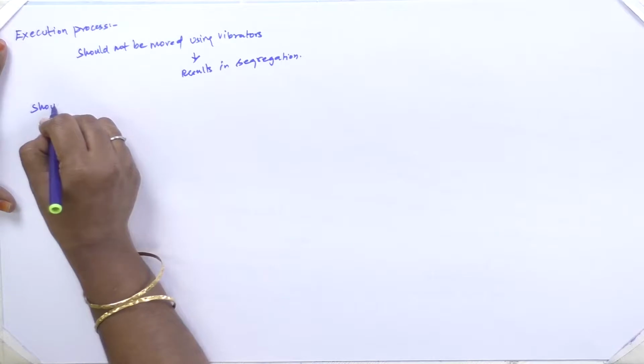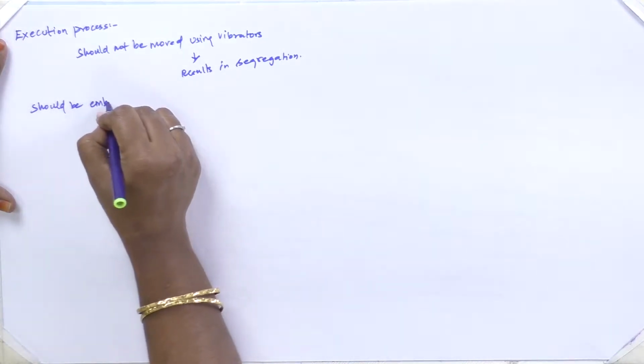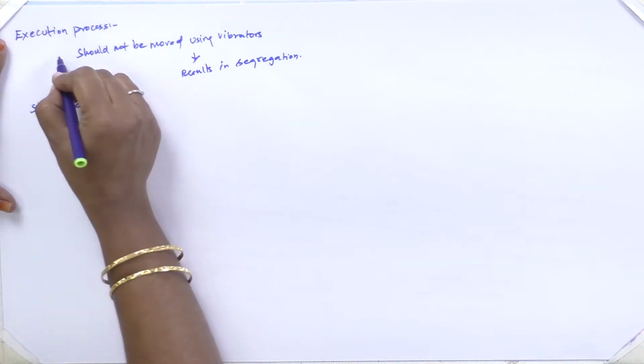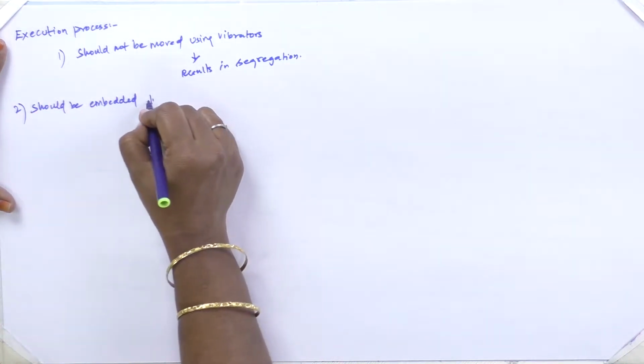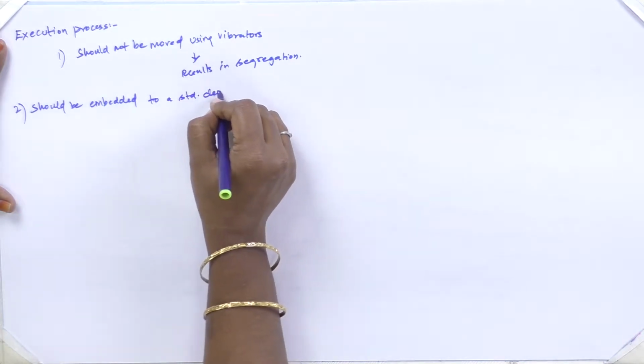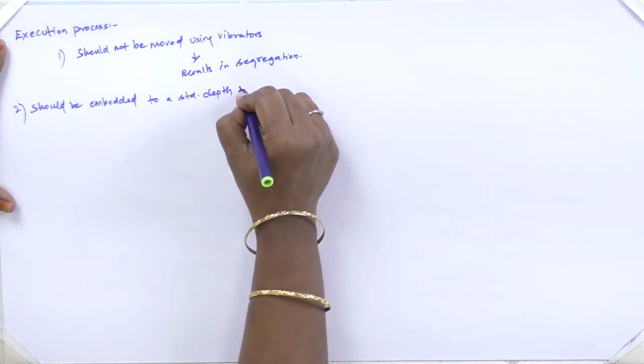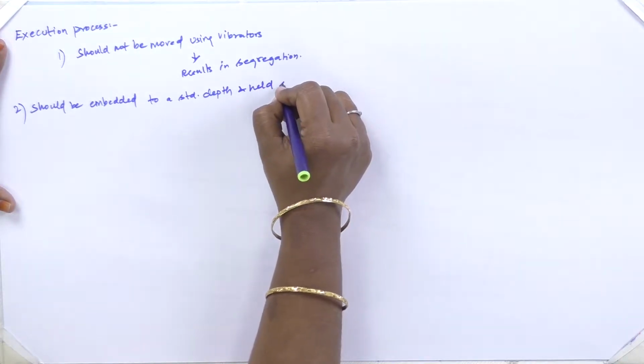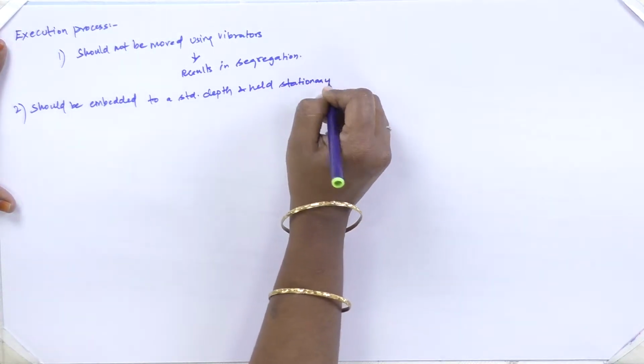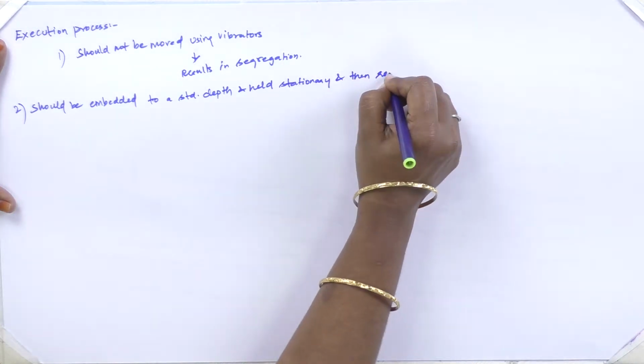The vibrators used should penetrate to a standard depth and remain for some time, and then they should be taken out and kept at another position. They should be embedded to a standard depth, held stationary, and then removed.